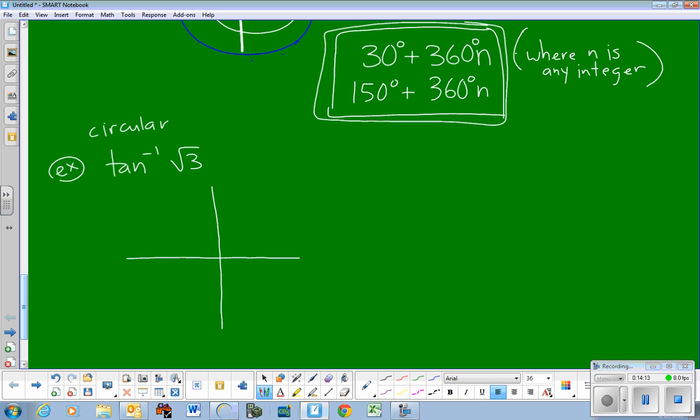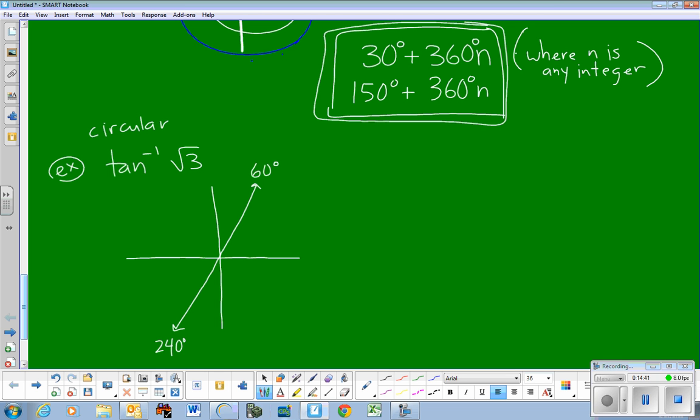tangent is positive square root of 3 up here at 60 degrees. And straight across from that at, how many is that? That would be 240. 60 and 180 makes 240. Okay, so again, you know the unit circle at this point, so you can convince yourself that the tan of 60 is square root of 3, the tan of 240 is square root of 3.